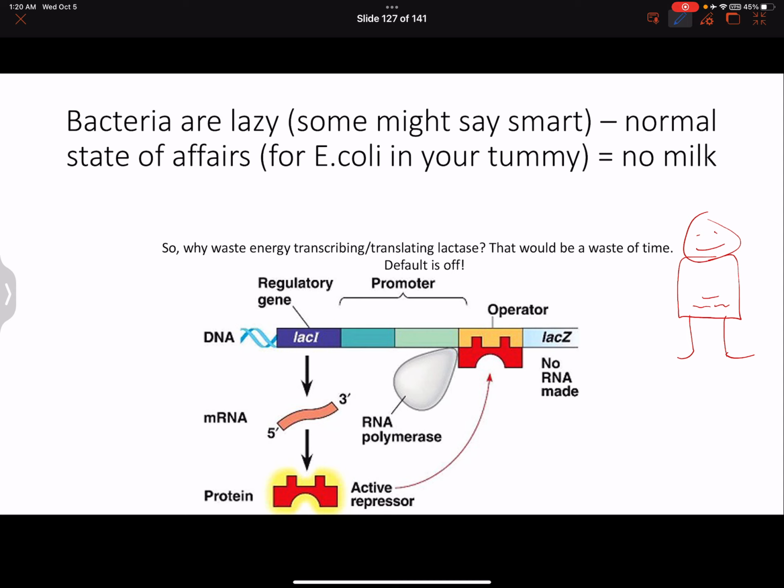If I'm not consuming milk, the bacteria in my stomach don't want to waste time and energy generating the enzymes necessary to digest milk. It's only when I ingest milk and it comes down to them that they decide to activate the production of the machinery necessary to process milk. And so let's take a look and see exactly how that happens.